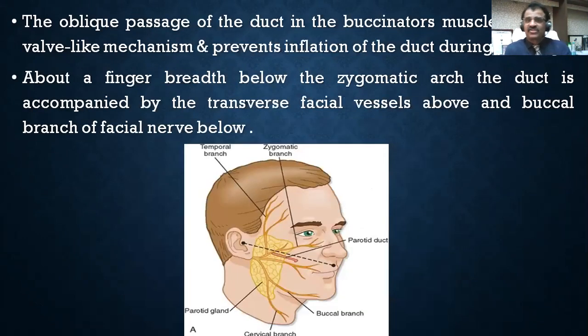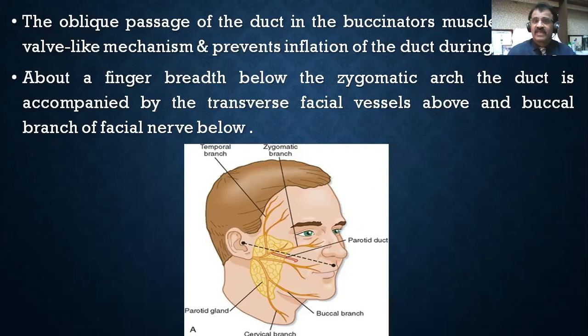The oblique patches of the duct in the buccinator muscle act as a wall-like mechanism. So it is oblique, so it gets compressed and prevents the inflation of the duct during blowing. So when you blow, like whistling, it prevents the inflation. About a finger's breadth below the zygomatic arch, you can say finger's breadth like this.